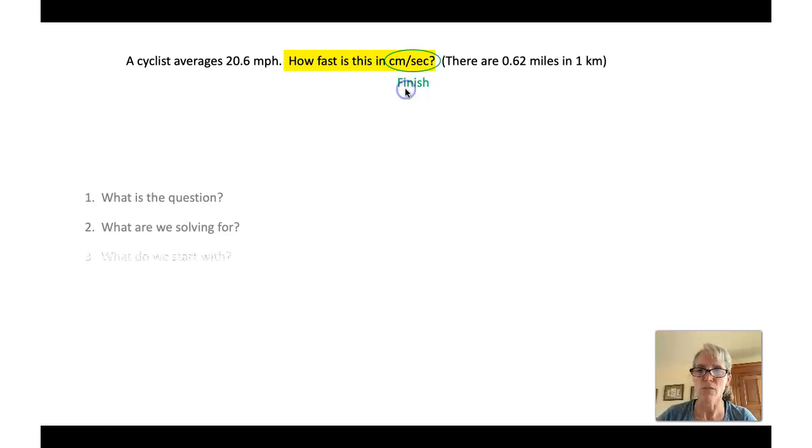Okay, last question for ourselves. What do we start with? Oh, well, there's no numbers in this question. What are we going to start with? Well, this is a little more cryptic. How fast is this in centimeters per second? This is our starting place. Yeah, but there's no number there. Well, what does this refer to? How fast is this? That refers to the 20.6 miles per hour. All right, there we go. We're all set. We're ready to start.